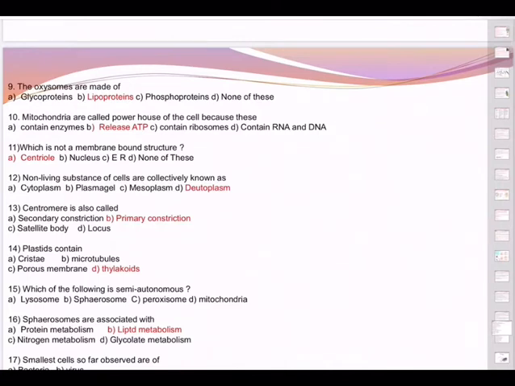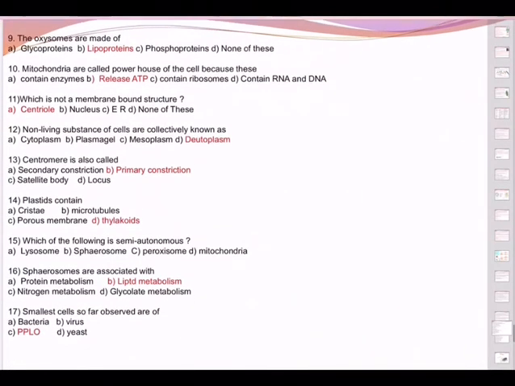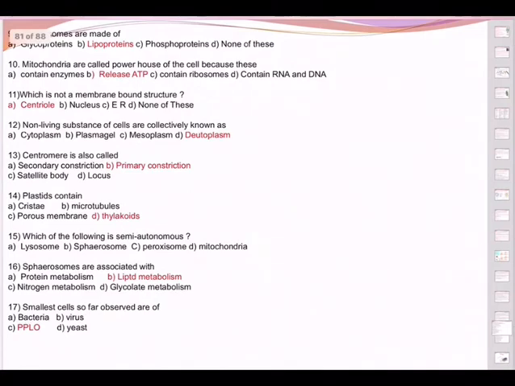And then question 9. The oxysomes are made up of. Oxysomes again, they are macromolecules present inside the cell. They are made up of lipoproteins, lipids plus proteins, lipoproteins.